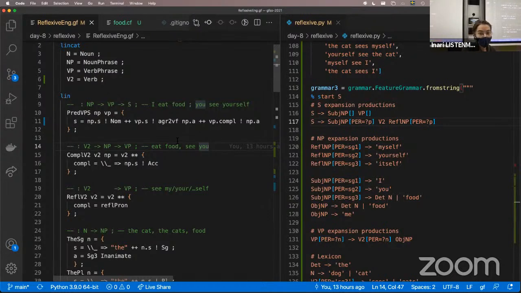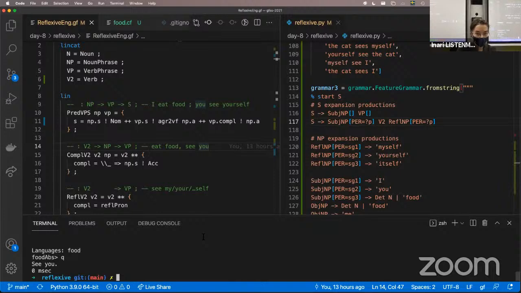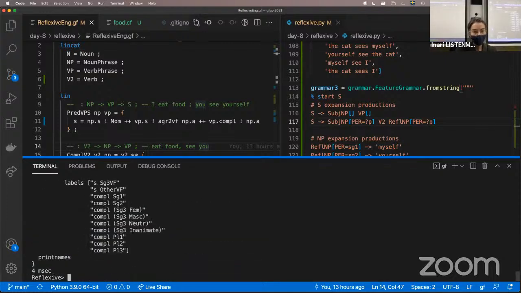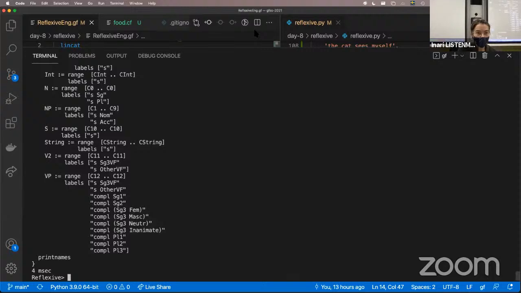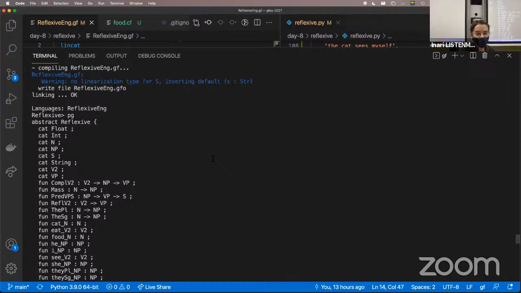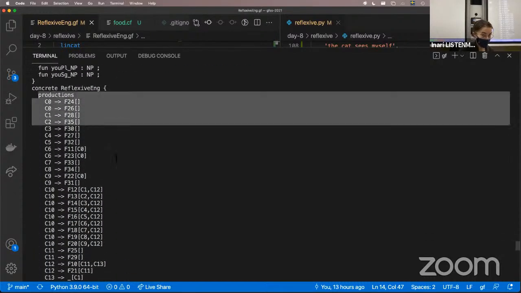Tomorrow morning, I'm going to show you how GF is compiled, what format it's compiled to. So we can actually take a sneak peek. I have proper slides for it, so it's not going to be as messy as this. If I take pg, it's short for print grammar. This is going to be a bunch of strange symbols.